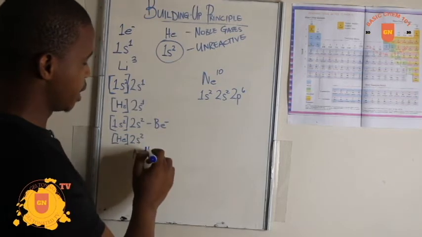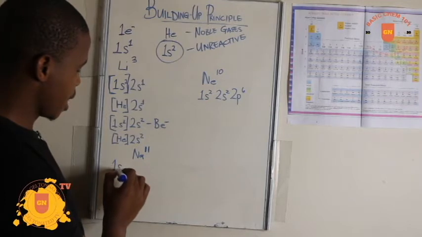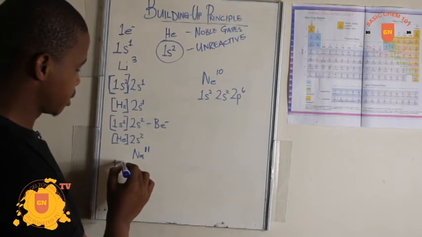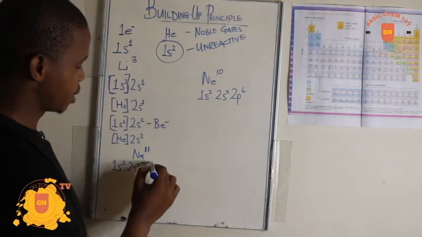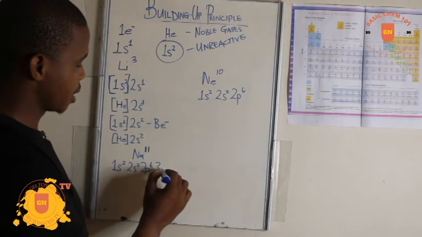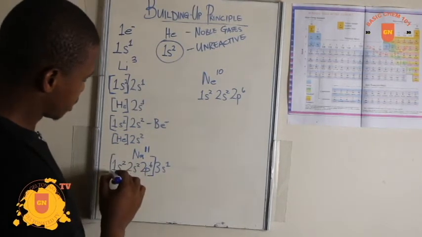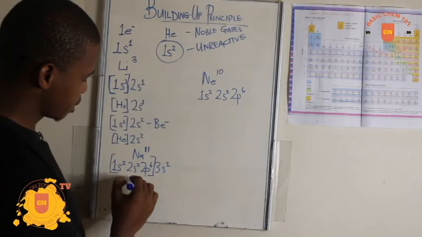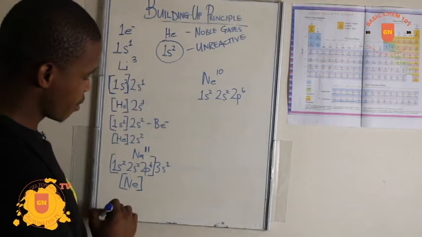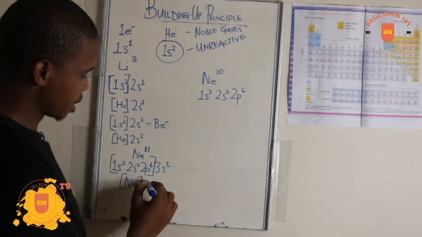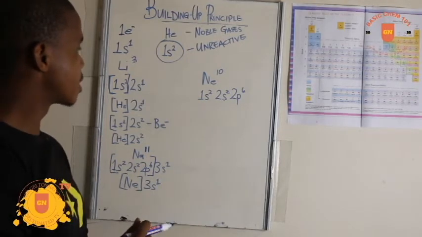Now, you have sodium. Sodium has 11 electrons. So for sodium you have 1s2, 2s2, 2p6, and 3s1. And then this part is the same as neon. So the noble gas configuration for sodium would be neon, then 3s1. So you do almost the same thing.